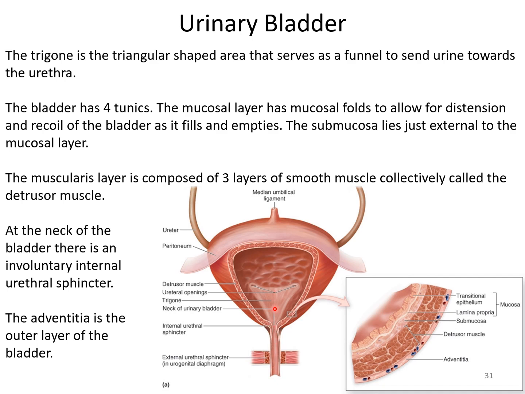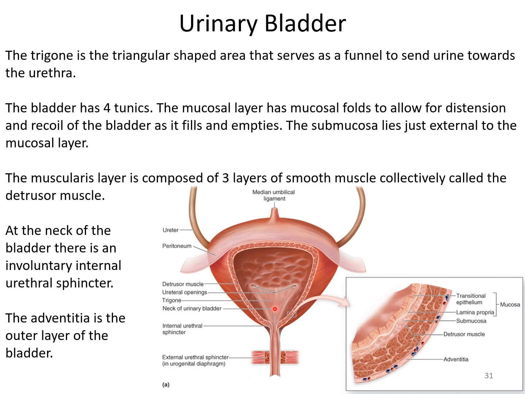The bladder's got 4 tunics, or 4 layers. The mucosal layer has got mucosal folds that allow for distension and recoil, so we can stretch as the bladder fills with urine, and we can recoil back to the original position as it empties. The submucosal layer lies just external to the mucosa. Then you've got the muscularis layer, which is made up of 3 layers of smooth muscle. Collectively, those 3 layers are called the detrusor muscle.